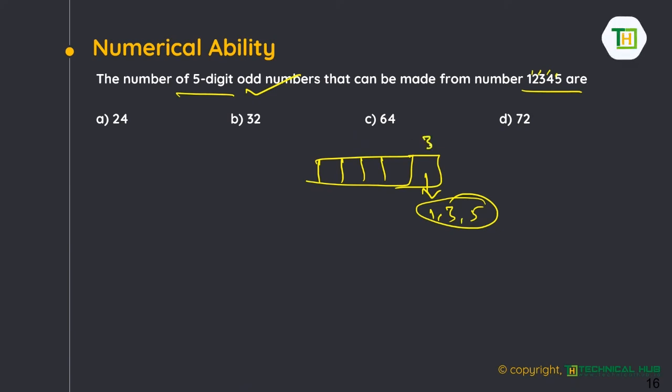So 3 ways, and still you will be left with 4 places, and also one number is already used. Remaining 4 numbers will be left over. 4 factorial ways. 4 factorial into 3, which is equal to 24 into 3. 24 into 3, what is the value? 72 ways. That is the answer. Option D.